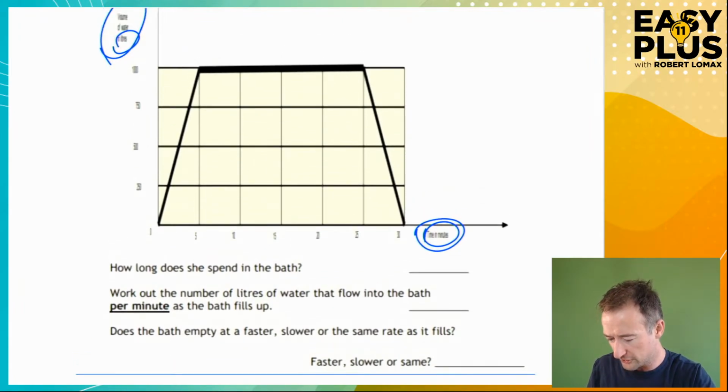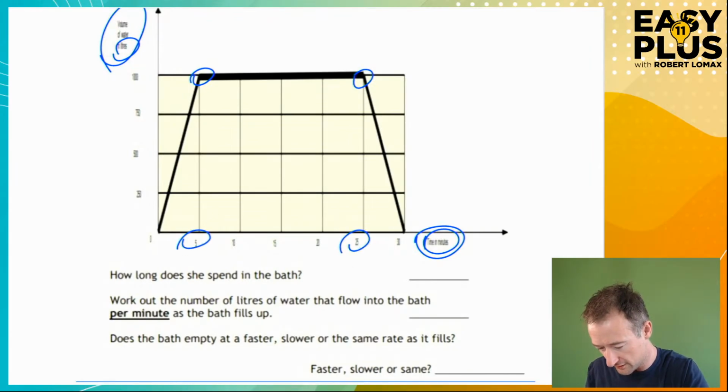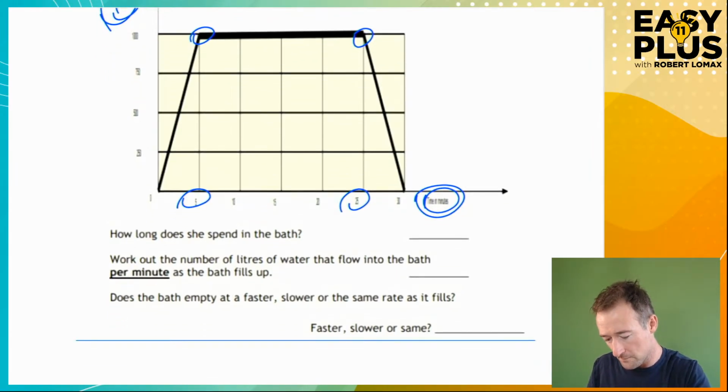How long does she spend in the bath? Well, we've established that she gets in straight after running the bath and gets out straight before. That's made clear by the question. So she gets in here, she gets out there. This is 25 minutes, this is 5 minutes. So, how long might that be? 25 minus 5 is 20.